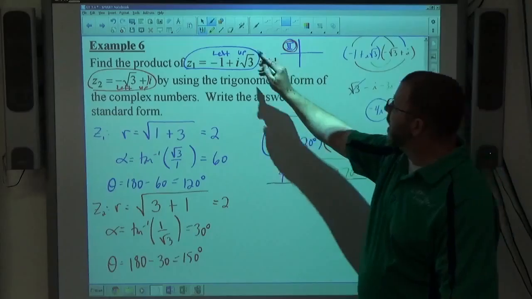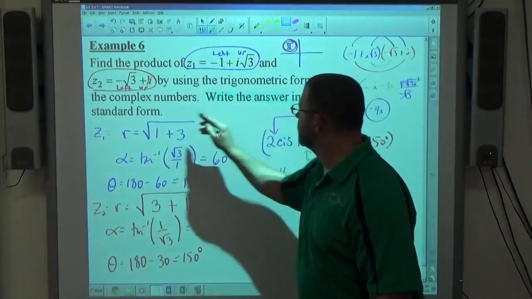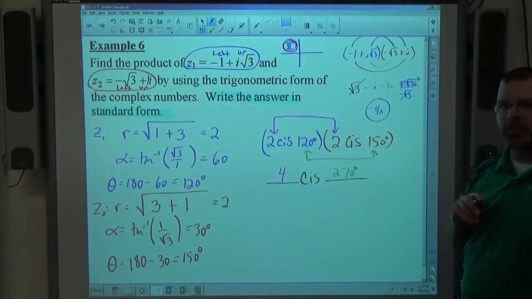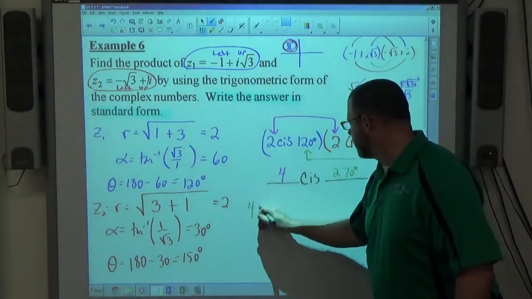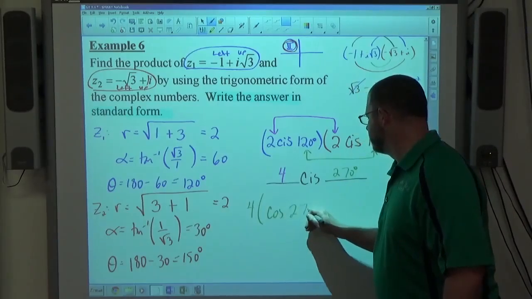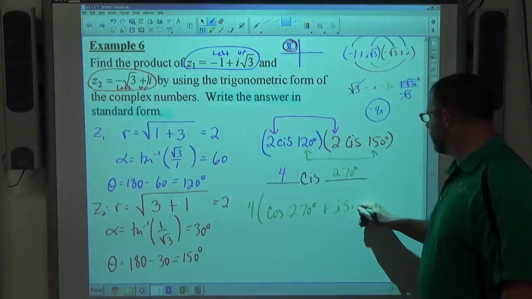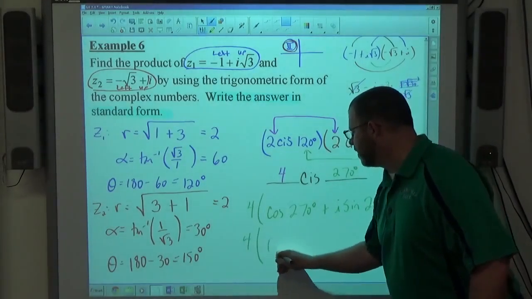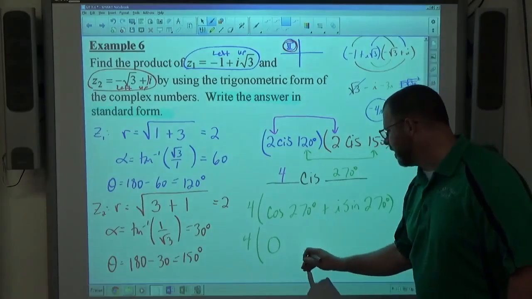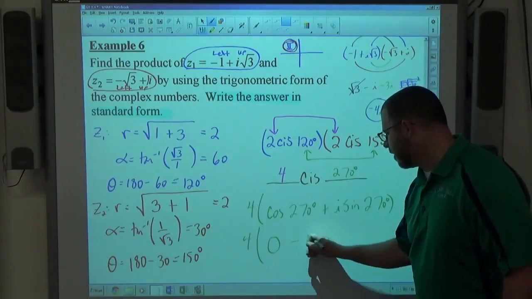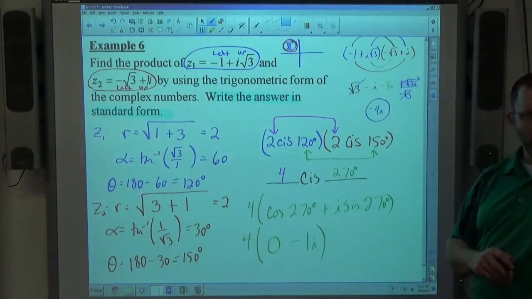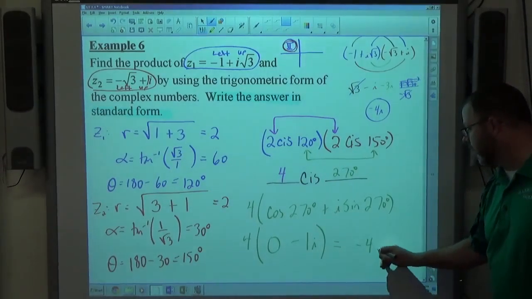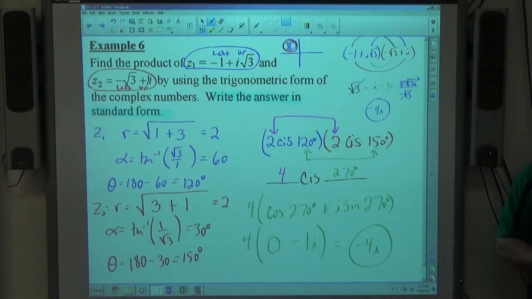They asked for the answer in standard form. So I want to convert back to standard form. And again, CIS just means cosine plus I sine. So I want to do 4 times cosine of 270 plus I sine of 270. The cosine of 270 is 0. The sine of 270 is negative 1, so plus negative 1i, so minus 1i. If I distribute the 4 through, 4 times 0 is 0, 4 times negative 1i is negative 4i. There's our standard form answer.